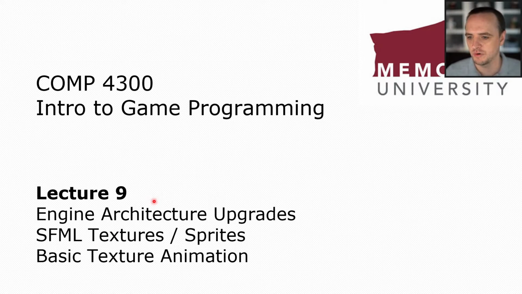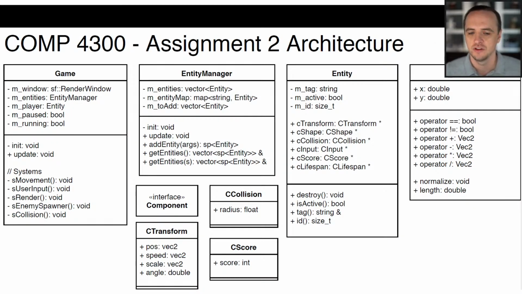Alrighty, so lecture number 9. We're going to first talk about some engine architecture upgrades and why those matter. Then we're going to talk about SFML textures and sprites and how we can do basic texture animation in our game engine. So if you recall, you're all working diligently on assignment 2. I'm sure you're not going to leave that till the last minute, right? Okay, hopefully.